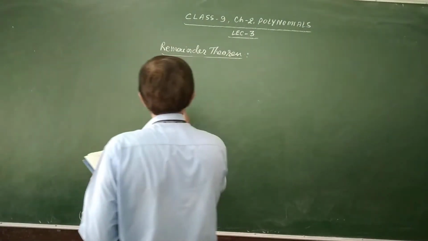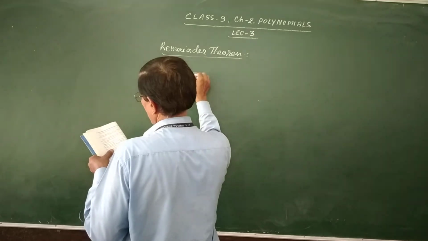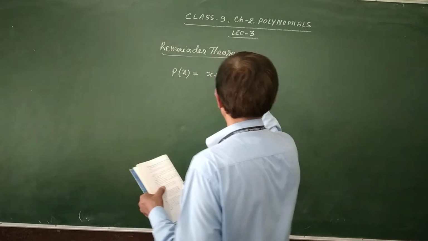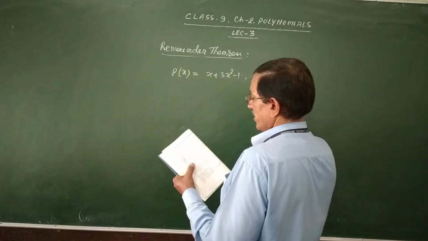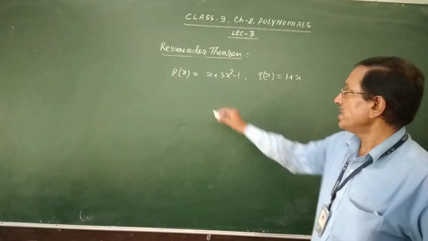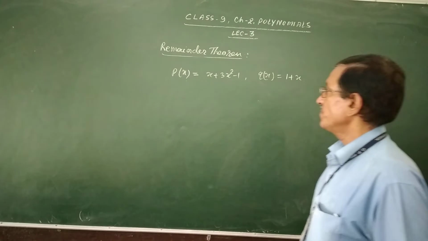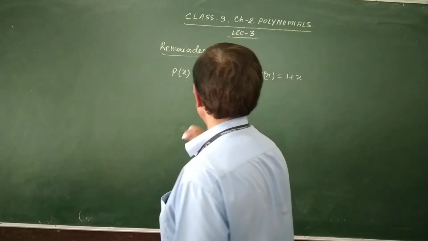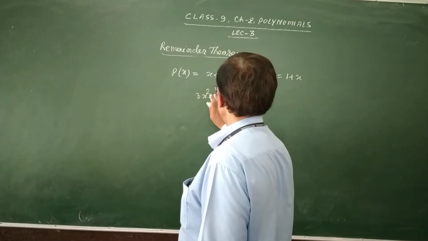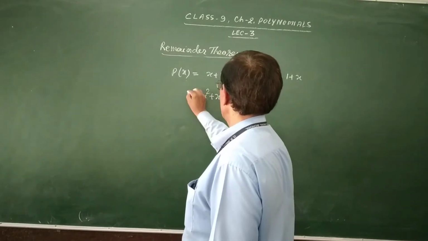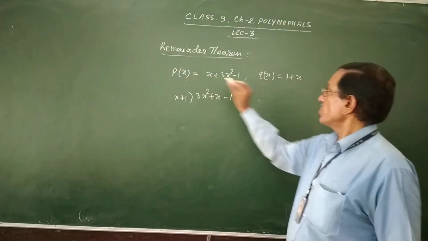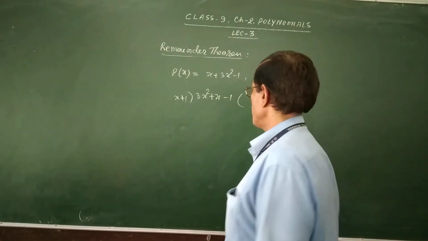Suppose there is a polynomial p(x). We take p(x) equal to x plus 3x square minus 1 and another polynomial q(x), it is 1 plus x. So we are going to divide this polynomial p(x) by q(x). This polynomial is not in a standard form. First of all, we write this in a standard form: 3x square plus x minus 1, and this also as x plus 1. Here p(x) is divided by q(x), so we will write like this.